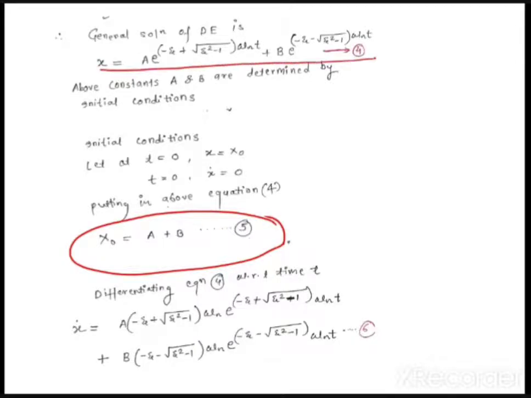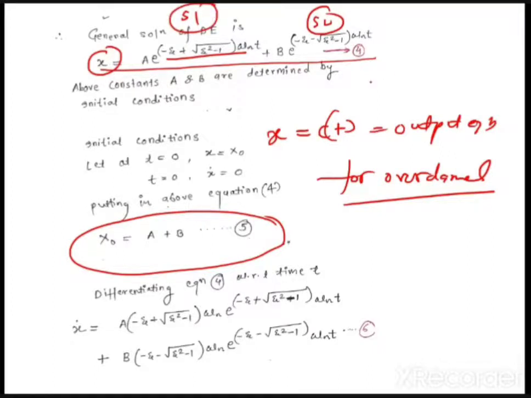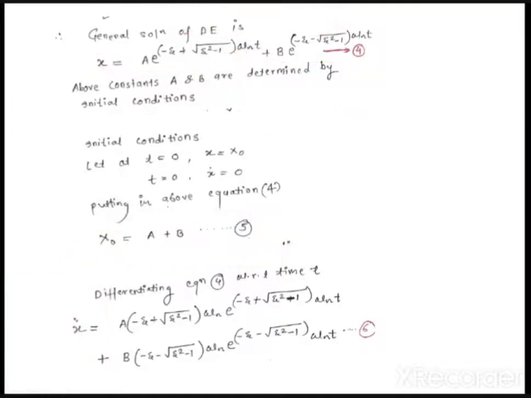Why do you call this x the output equation? This x is equal to c of t. This is the output equation for the overdamped system, which I want to derive. Why? Because here you have put s1 and s2 in this equation. What was the final equation, guys? Try to understand what I am explaining.